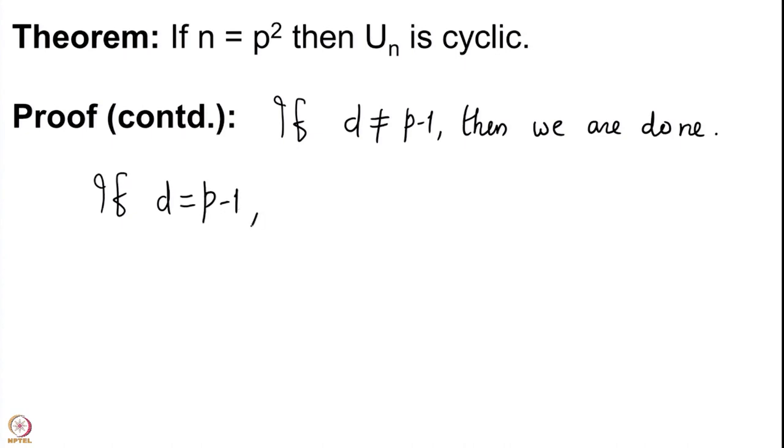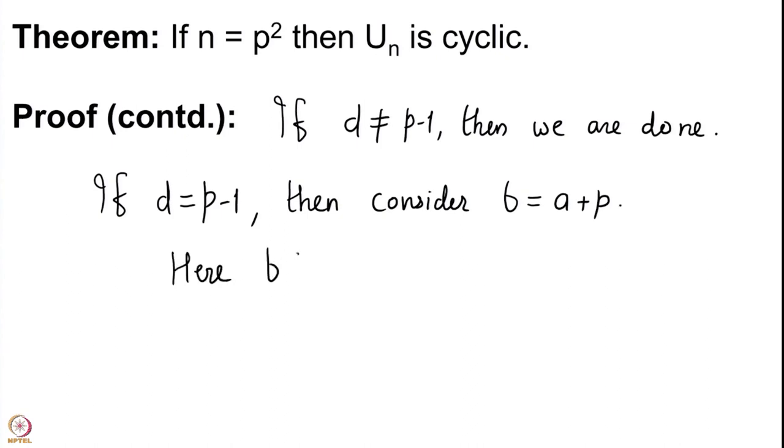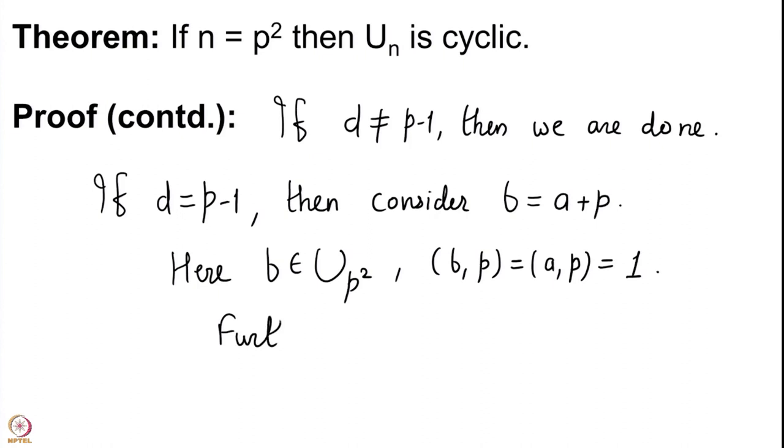If the order of the element a in U(p²) is also p minus 1, then consider a new element b which is a plus p. So, first of all here b is also an invertible element modulo p², because the GCD of b with p is also 1, and so GCD of b with p² is also going to be 1. So, b is an invertible element. Further, modulo p, we have that b is same as a. Therefore, b is also a primitive root modulo p.